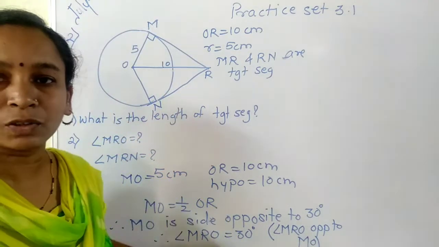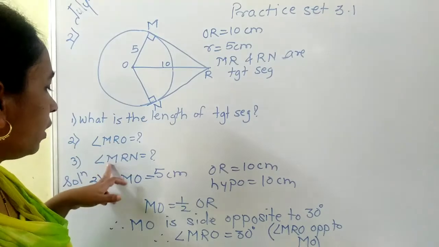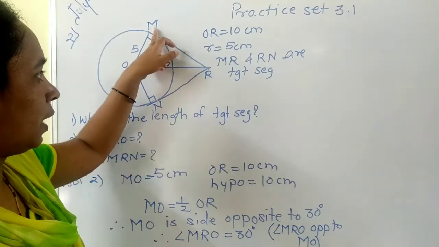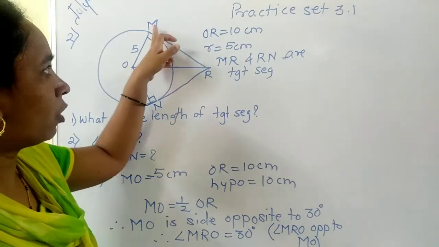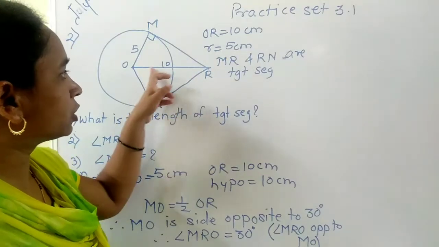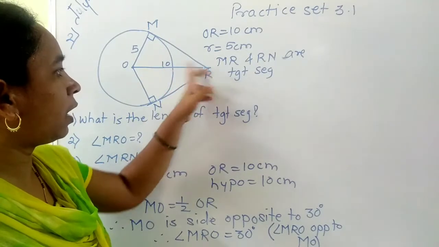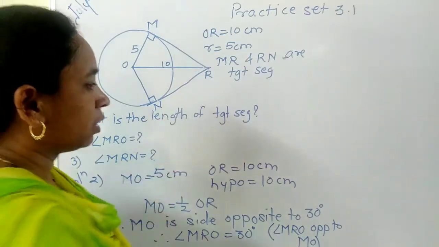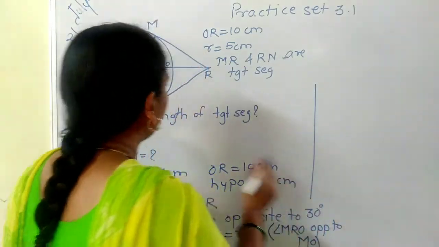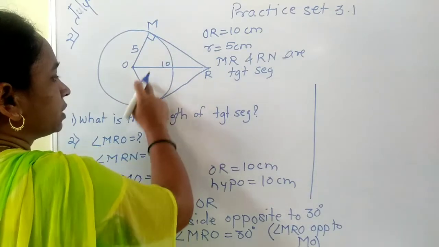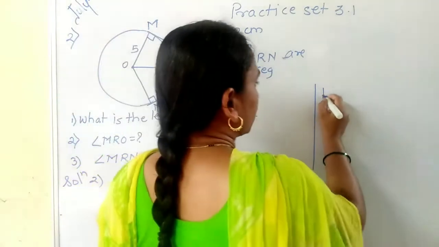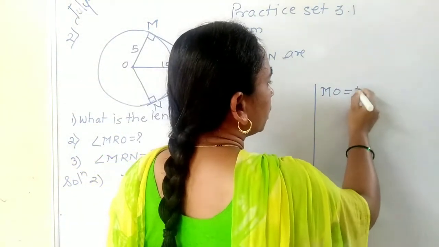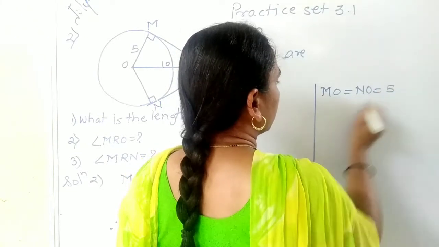So we have got the answer of angle MRO. Now we'll think about the MRN. If I want to find out MRN, I should find the angle NRO also. In this case, again I'll use the same concept. MO is 5 centimeter, so NO is also 5 centimeter. So MO is equal to NO, this is 5 centimeter.